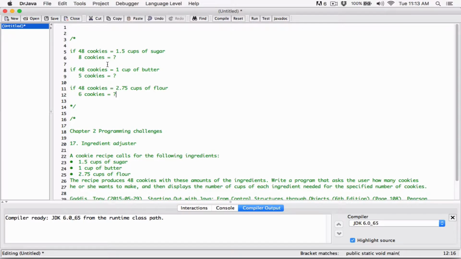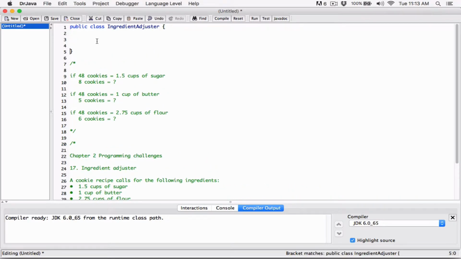And so I'll go ahead and create the class. We now write the program. So public class IngredientAdjuster, and now create the main method.